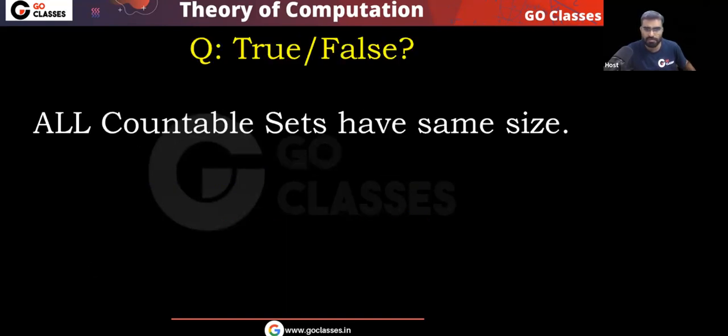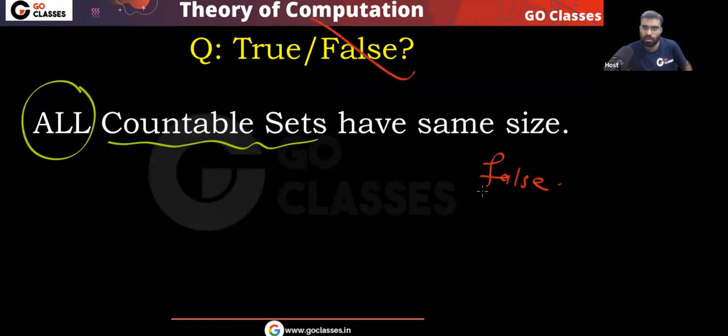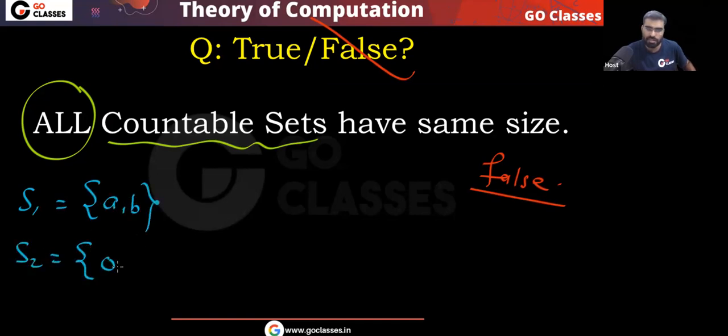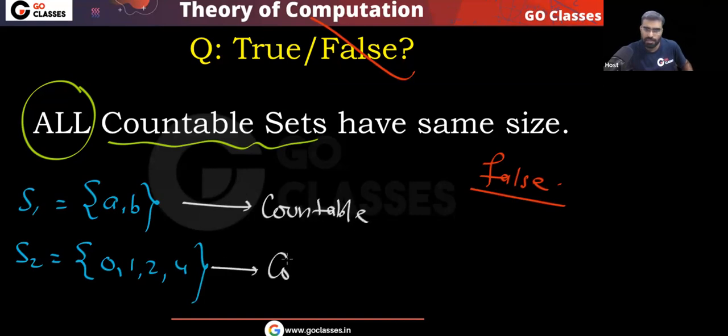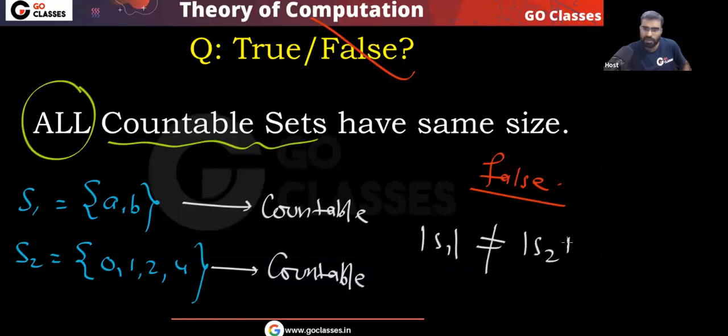Tell me the answer for this question. All countable sets have the same size. This statement is false. For example, you can consider this set, {A, B}. Another set you can consider is this. Here you can notice this is also countable, and this is also countable. But can you notice they have different sizes? Yes or no?